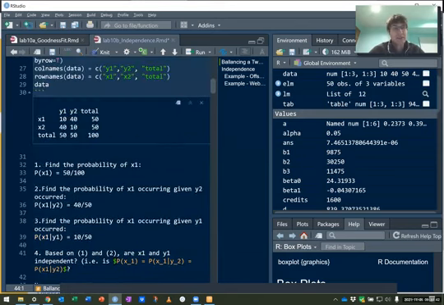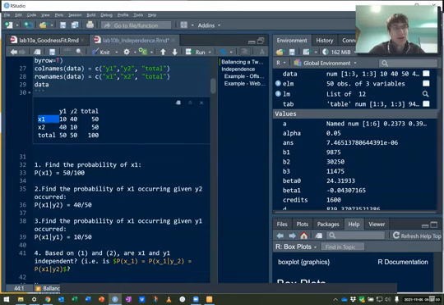So here's a table that's probably not independent, right? If you know y1 is occurring, it's more likely that x2 will occur, right? And if you know y2 is occurring, it's more likely that x1 is going to occur.